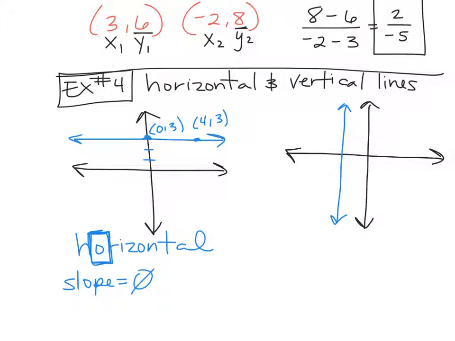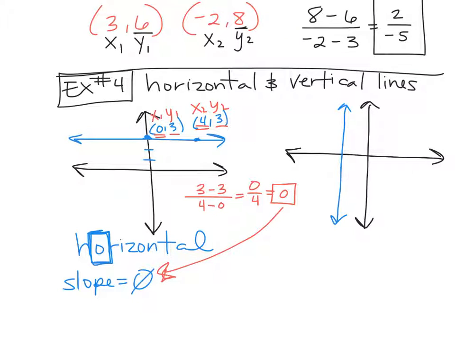Here's proof that it is. If I plugged this into x1, y1 and x2, y2 and did the slope formula, I would get 3 minus 3 over 4 minus 0. Well, 3 minus 3 is 0 divided by 4. What's 0 divided by anything? 0, okay? That means my slope here is 0, okay? So you don't need the points to be able to tell me the slope is 0 because every single horizontal line will have a slope of 0 every single time, okay?